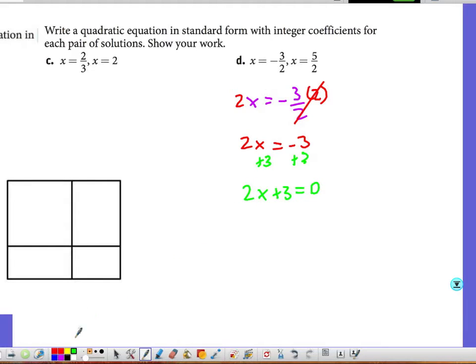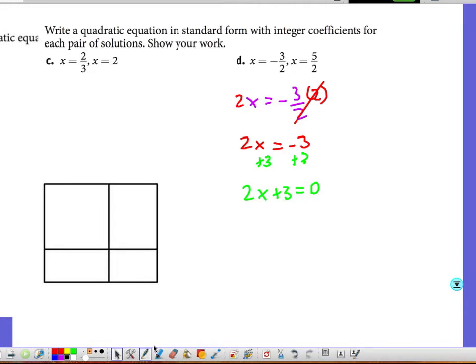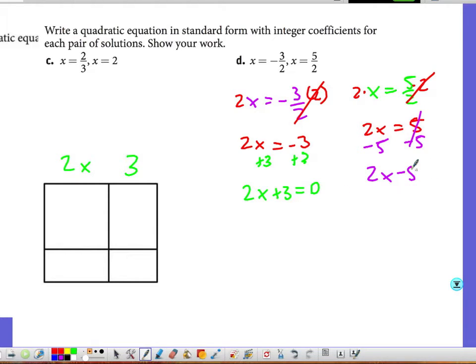And there we go. That is going to be one of my factors. So I can go ahead and put 2x there and then 3. Same thing with the x equals 5 over 2. I want to get rid of the fraction, so I need to multiply both sides by 2. So we get 2x equals 5. Now I just need to subtract 5 from both sides, and I get 2x minus 5 equals 0, and there's my other factor right there. And this is going to go right here.